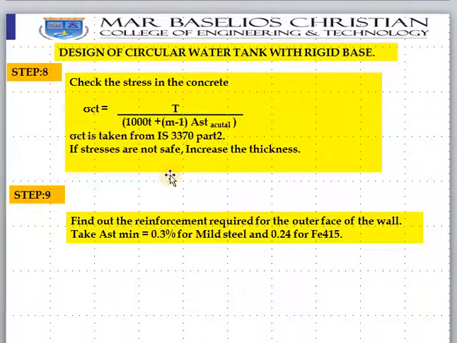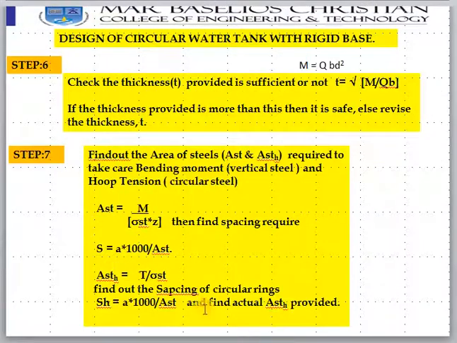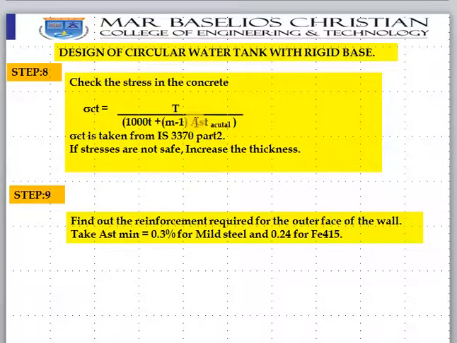Now the next step is to check the stress in the concrete. The actual stress in concrete we need to check whether it is within the permissible limit or not. So the formula for this one is what we discussed last class, and we have derived also how we are getting this formula. So sigma ct is equal to T divided by 1000 t plus (m minus 1) into AST actual. So once you got the hoop tension AST, find out the actual AST provided. That actual AST is to be used here. So from this you can find out sigma ct.